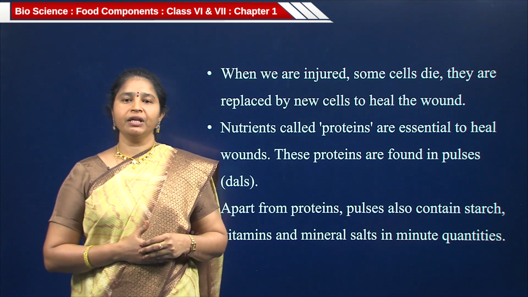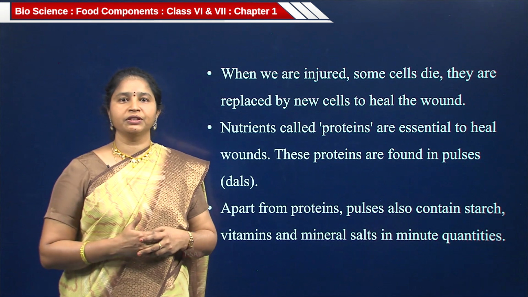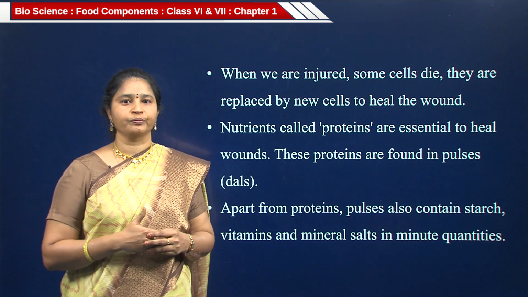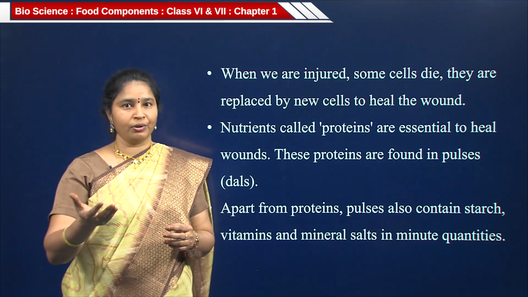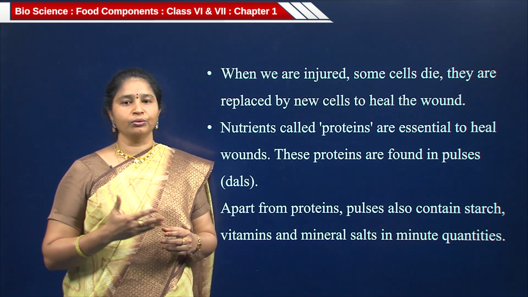So, when we are injured, some cells die. What happens to those cells which die? They are replaced by new cells to heal that wound. These new cells are formed by using some proteins in our body. Nutrients called proteins are essential to heal wounds.